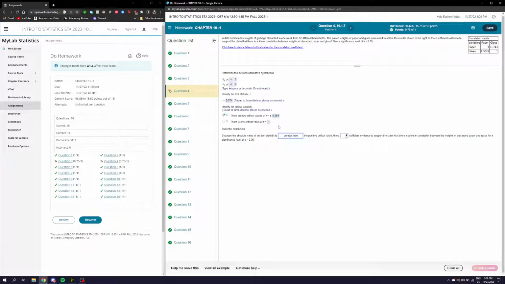And then state the conclusion, because the absolute value of the test statistic, which is this, is greater than this. You can go ahead and put that in, because you know that's not going to be wrong. And then for this, you're going to have to use a little piece of paper. It should be the same one as question 3. You don't have to change it.